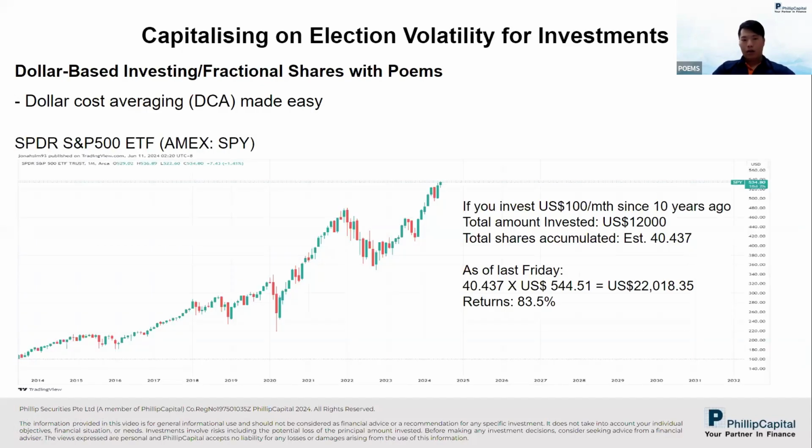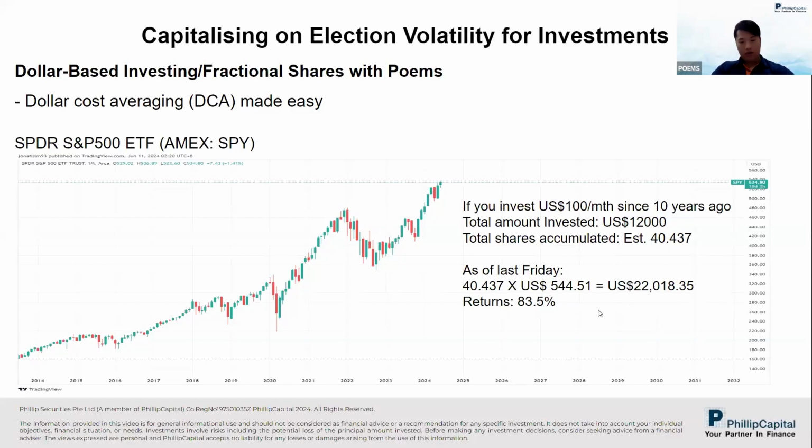Another benefit that fractional shares and dollar-based investing have is that it makes dollar cost averaging easier. Here is an illustration if you were to buy the ETF SPY, which mimics the S&P 500. If you were to invest $100 USD a month for the last 10 years, your total amount invested will be 12,000 USD, with an estimated 40-over shares accumulated. As of last Friday, your portfolio, simply by investing $100 a month for the past 10 years, would amount to about 22,000 USD, which is about 83% of your total investment.